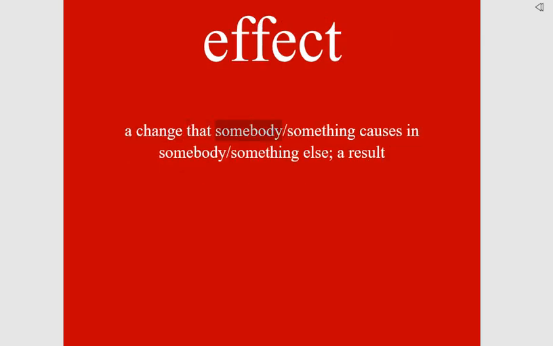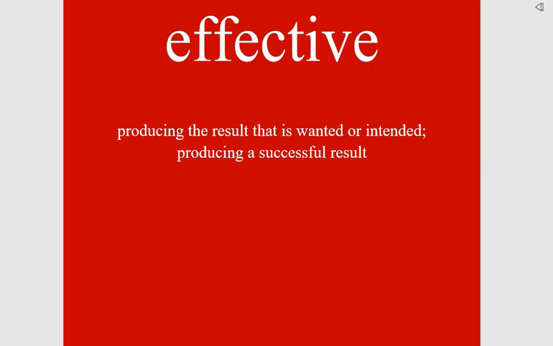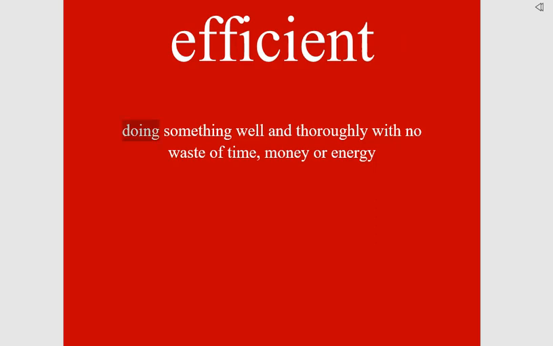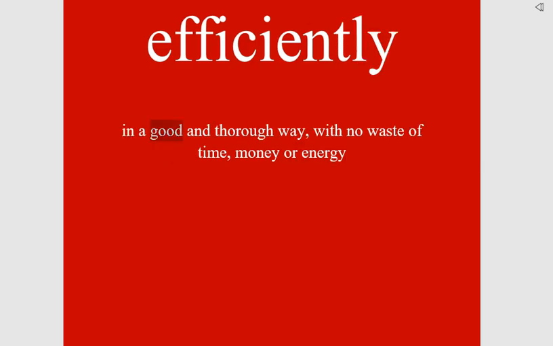Effect. A change that somebody/something causes in somebody/something else, a result. Effective. Producing the result that is wanted or intended, producing a successful result. Effectively. In a way that produces the intended result or a successful result. Efficient. Doing something well and thoroughly with no waste of time, money, or energy. Efficiently. In a good and thorough way, with no waste of time, money, or energy.